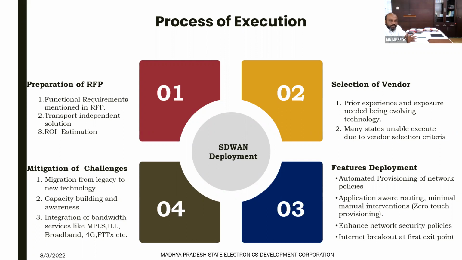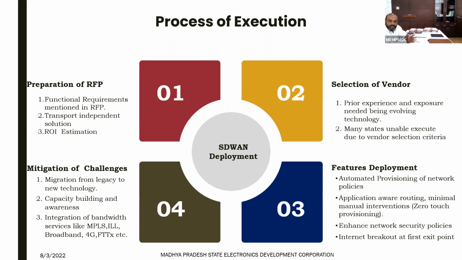Then the ROI is one of the major factors. The management asks what would be the ROI and how you are planning to achieve it. So keeping all these considerations, we prepared an RFP, and we selected the vendor based on that RFP. Across India, we interacted with other states and found that the selection of vendor and the success of the RFP was one of the major challenges observed by many states. That is one of the major reasons that we are the first to deploy SD-WAN across India.